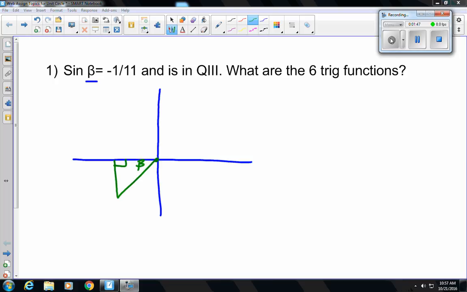What's the ratio for sine? y/r. So when we're on the unit circle, let's try to use the x's, y's, and r's so that we can get used to that and kind of move away from SOHCAHTOA. So my y would be what? -1. In the third quadrant, y is negative. Then what's r? 11.